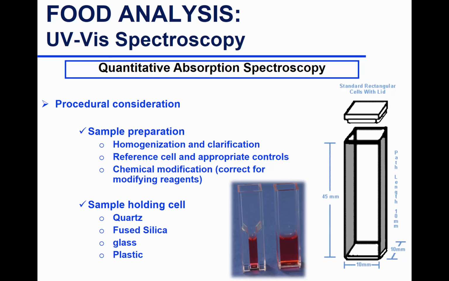The other important factor is the type of the holding cell. Quartz and fused silica are usually used with UV detection, whereas glass and plastic absorb UV light. So you don't want to use them when you are measuring absorption under UV light. You can use glass and plastic for visible light.